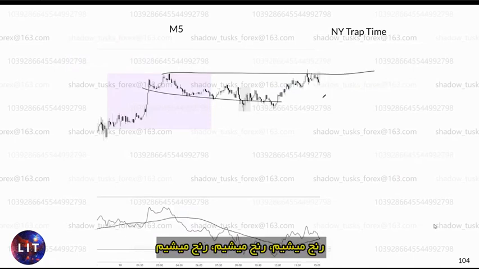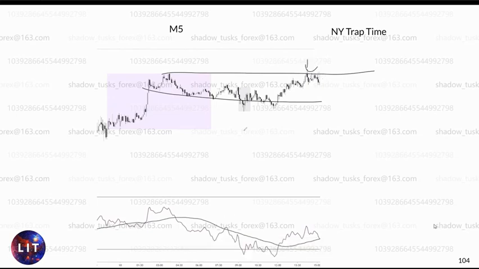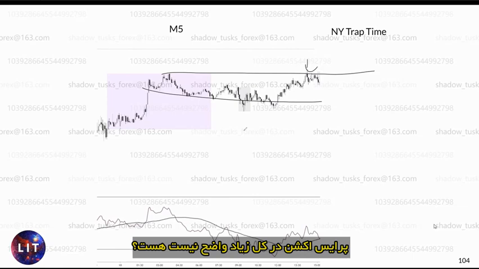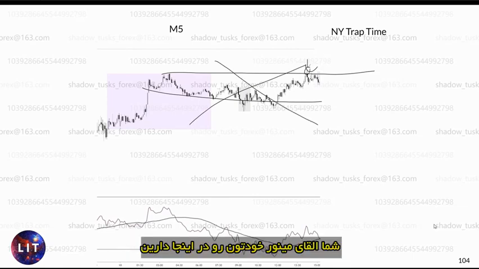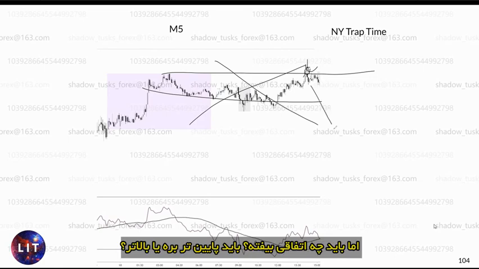We're ranging, right? Are we done yet? Do we know what's going to happen? Price action is not clean at all, is it? That looks like a mess. There's nothing you could really use in here. You have your minor inducement in here, but what should happen? Should it look lower or higher?